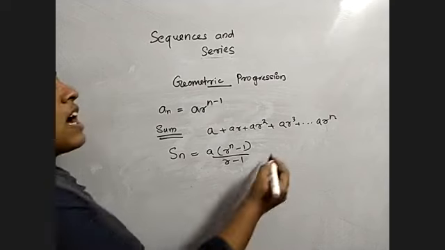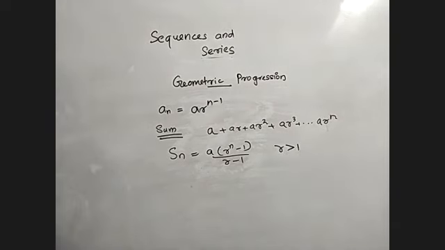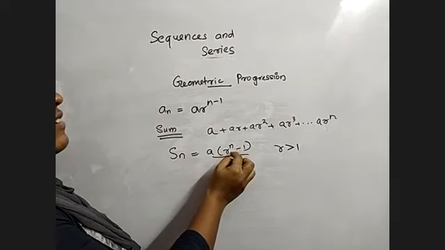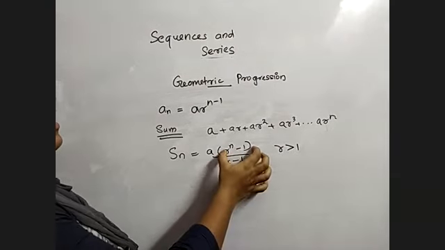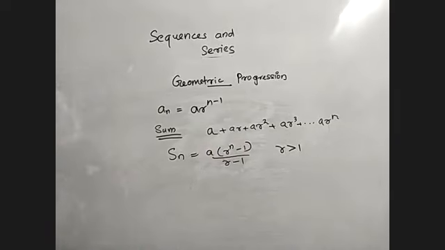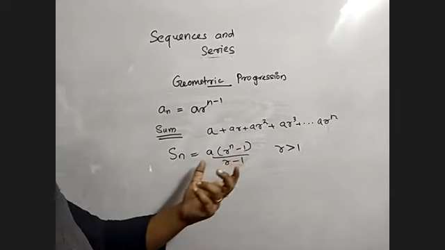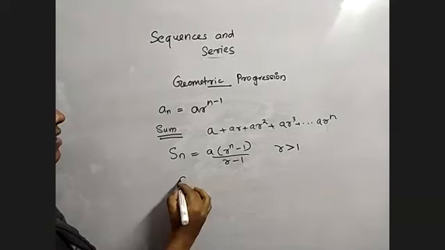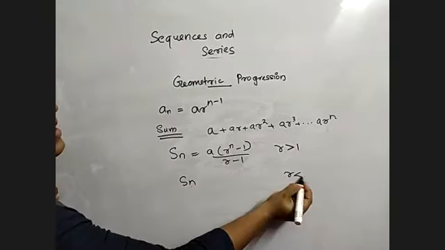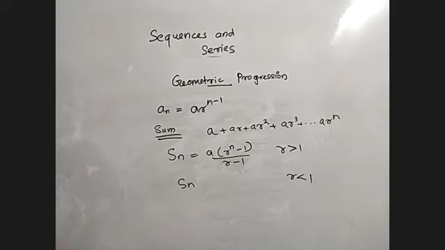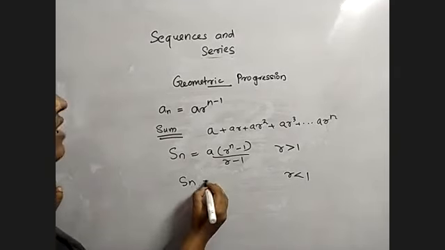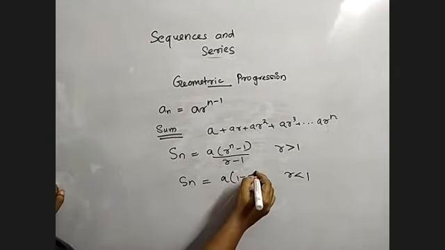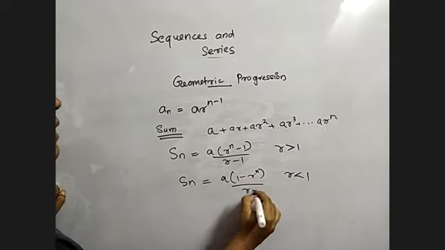This is when r is greater than 1. See, if r is greater than 1 only, this will become positive, right? So that's why, if r is greater than 1, we can write like this. If r is less than 1, how can we write? Just reverse that. That is, Sn is equal to a into (1 minus r raised to n) by (1 minus r).